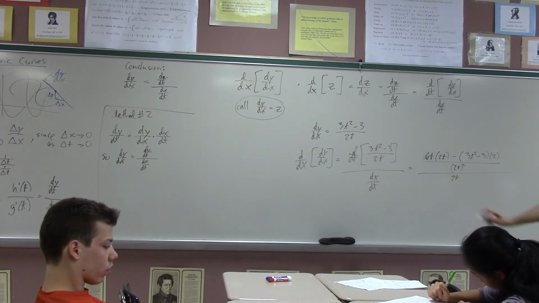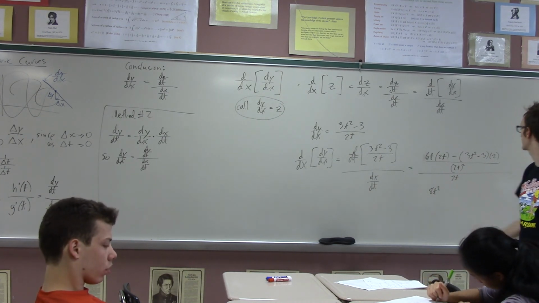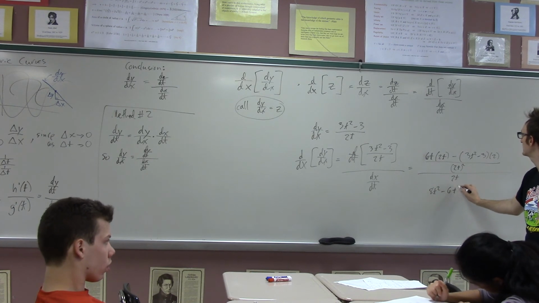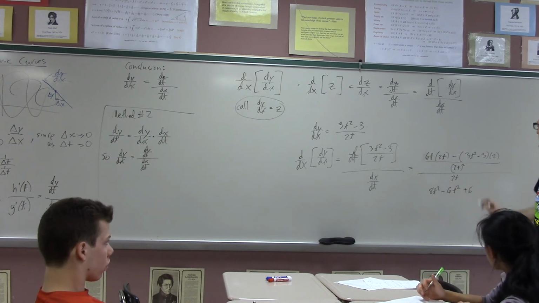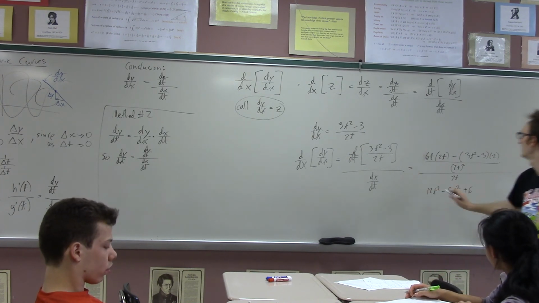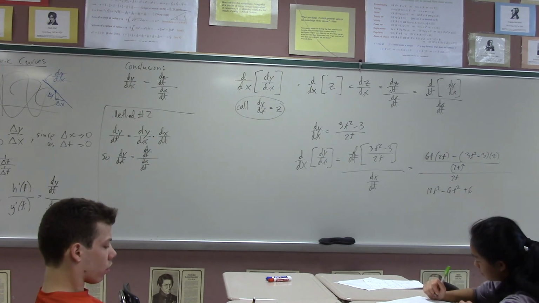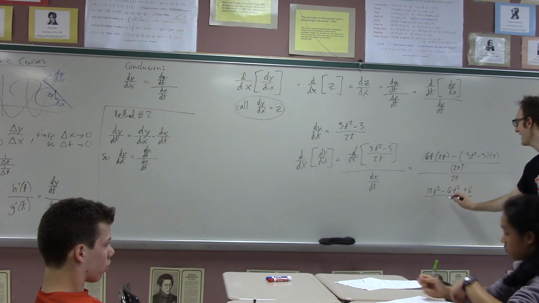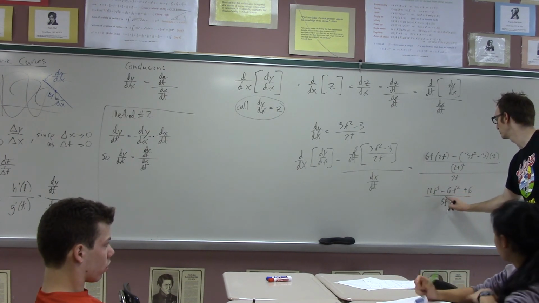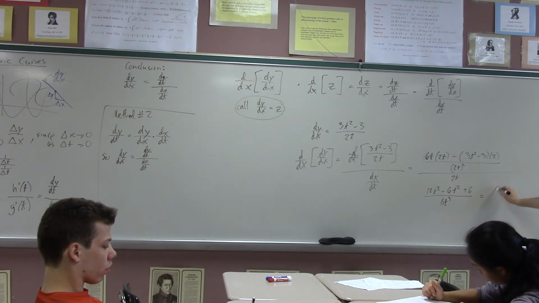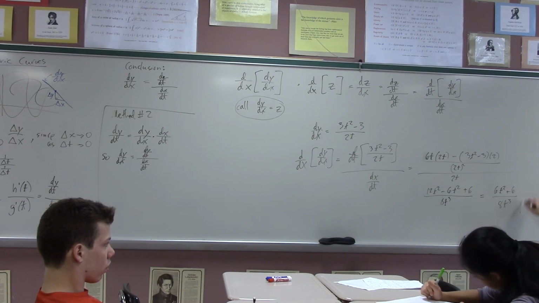So what do we end up with? We end up with 12t squared minus 6t squared plus 6, all over 8t cubed, I think. So that's (6t squared plus 6) over 8t cubed. All right, that looks familiar. That is a formula for the rate at which the slope is changing.